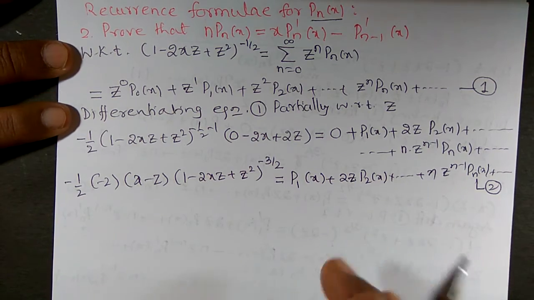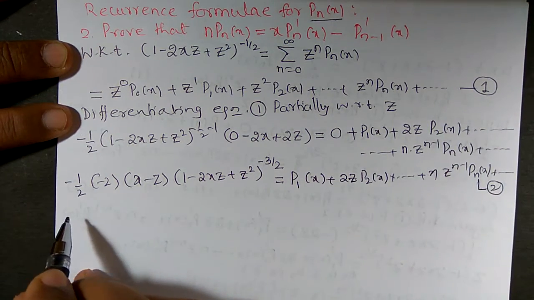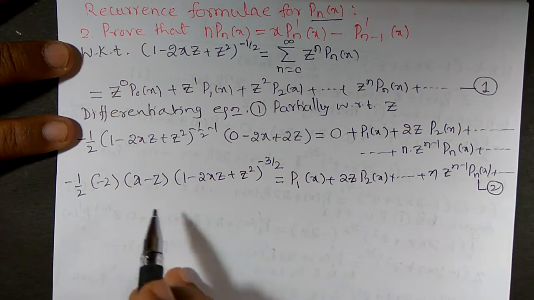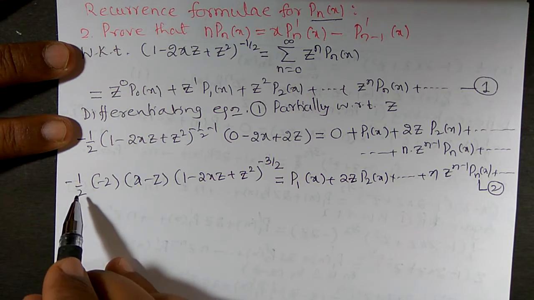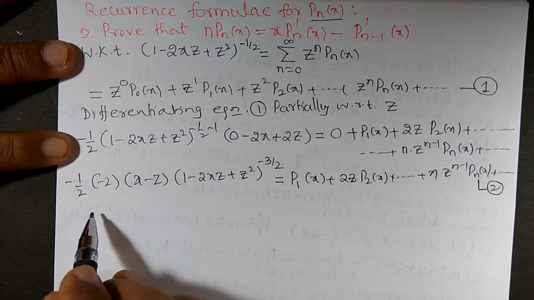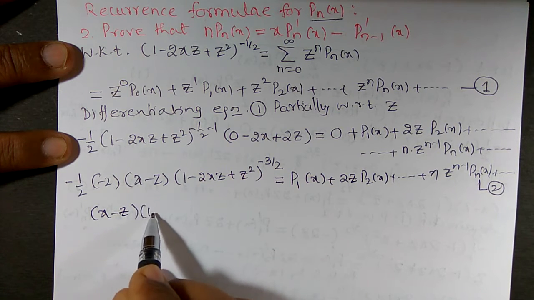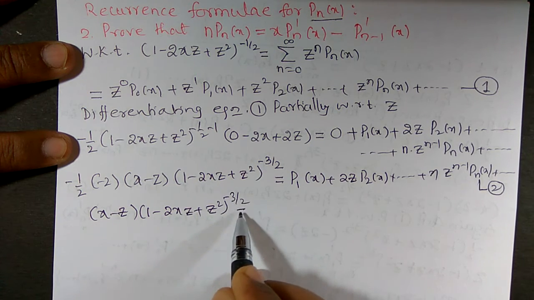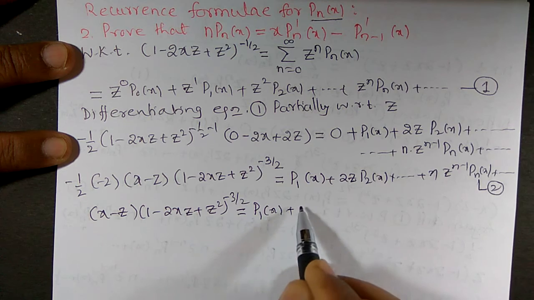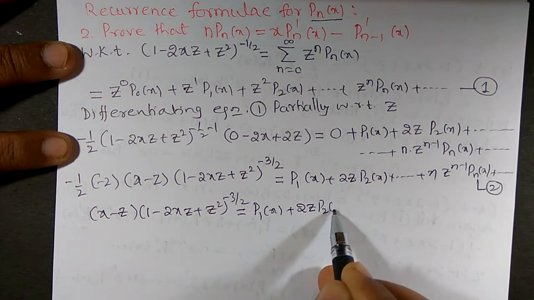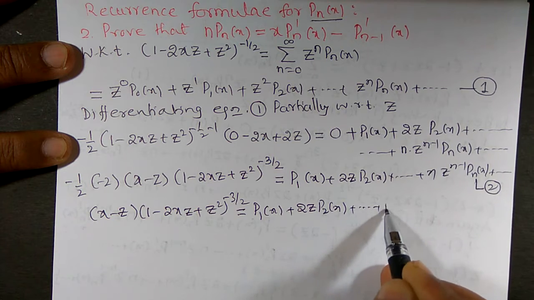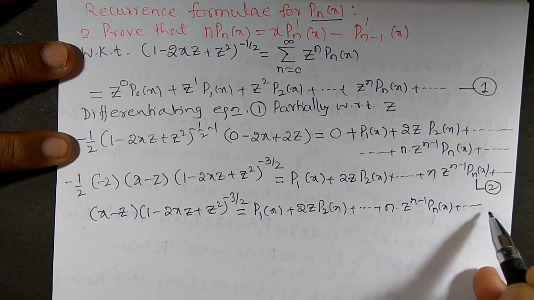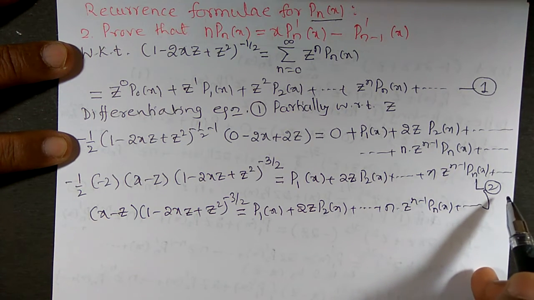Now I am going to differentiate equation 1 again. Or before that you can rewrite the same step in another form, because minus into minus is plus, and 2 cancels with 2. So (x minus z) times (1 minus 2xz plus z squared) raised to minus 3 by 2 is equal to P_1(x) plus 2z P_2(x) plus so on, n into z raised to n minus 1 P_n(x) plus so on. I will call this equation 2.